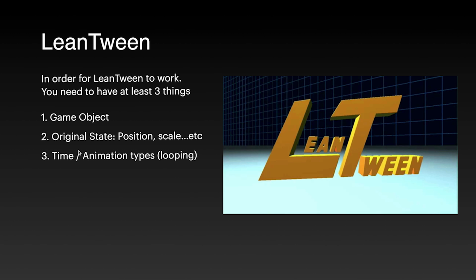Okay, so first you need a game object, right? And the second, you need to know what you want to do. For example, you want to change the position, you want to change the scale. And the third one will be the animation type, or at the end, if you want to add ping pong or looping, right? So LeanTween can cover all of that.